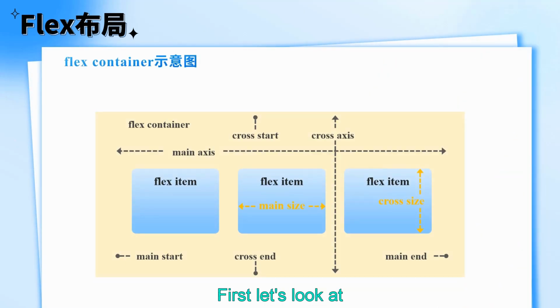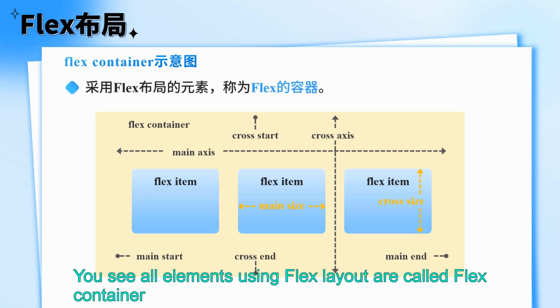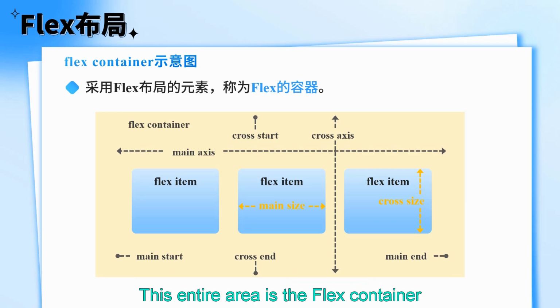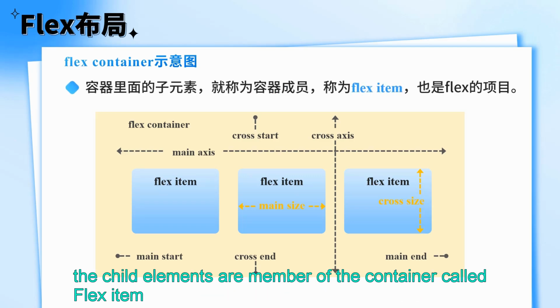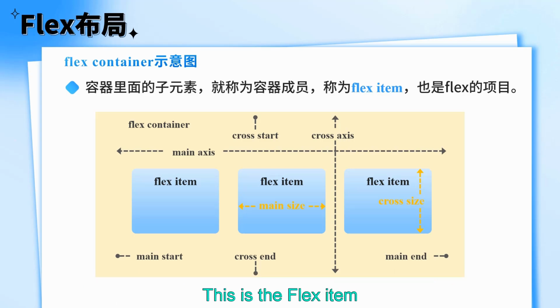First, let's look at an illustration of a Flex container. You see, all elements using Flex layout are called Flex containers. This entire area is the Flex container. Inside this container, the child elements are members of the container, called Flex items. This is the Flex item.